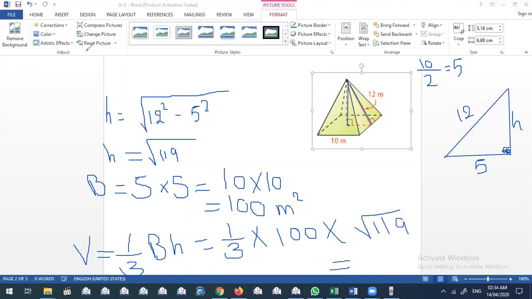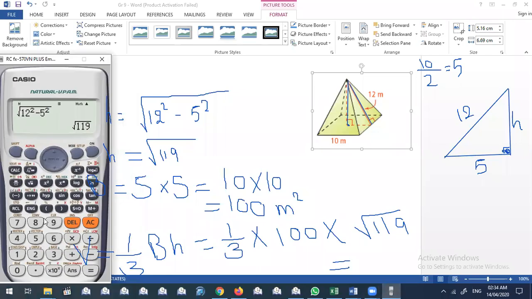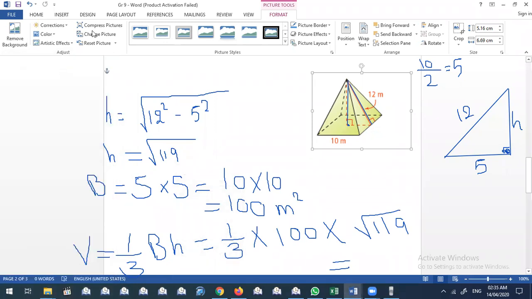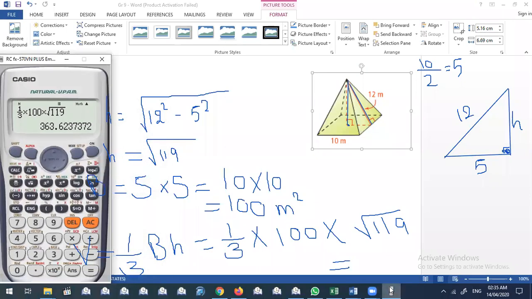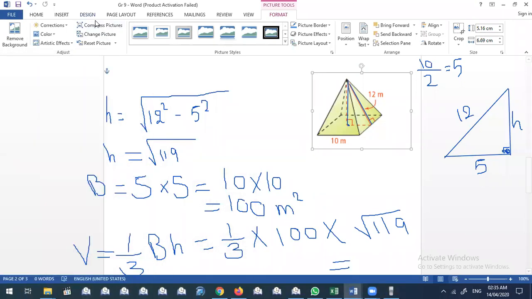Let's find this answer by using our calculator. A third times 100 times square root 119 equals 363.6. We are going to round. 363.6 cubic meters.